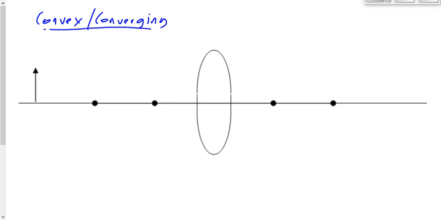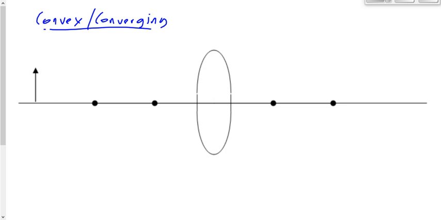Why does the name converging come in here? Like, why don't we just call it convex? What significance does the word converging have to this? Yep. Yeah, rays of light will converge as they go through this lens.